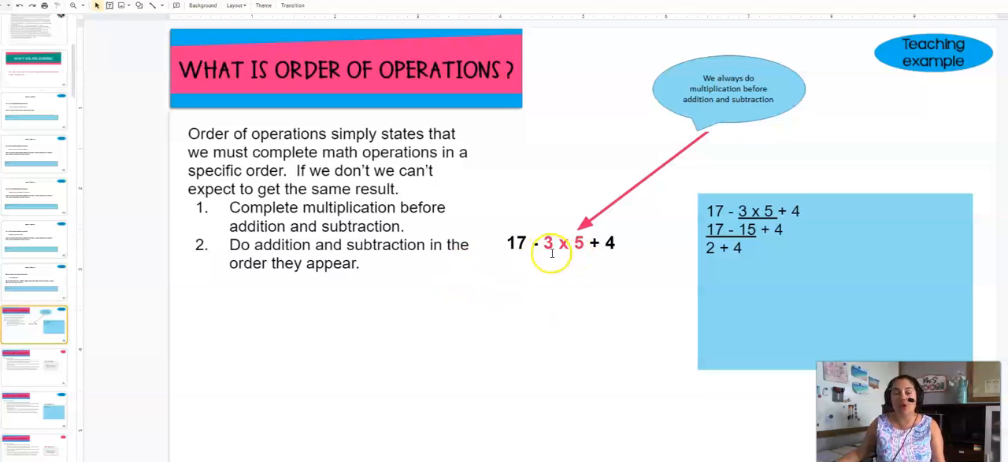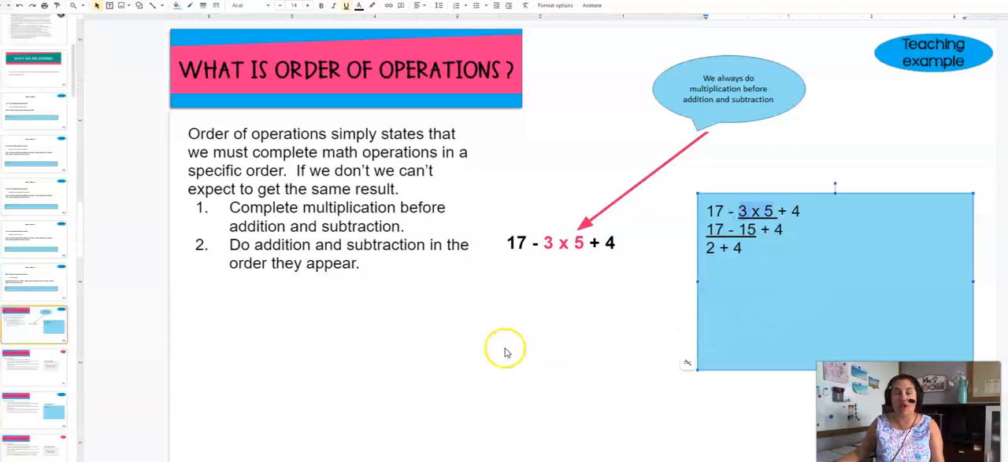So if you notice, I've highlighted these in pink because they are multiplication and division, and so I have to do them first. Over on the side, I've got an example question written out for you. So 3 times 5 is my multiplication sentence. Now, you may do this differently, but when I solve order of operations, I always underline what I'm going to solve first. So I underlined 3 times 5 because that's my multiplication sentence. So I have to do it first.